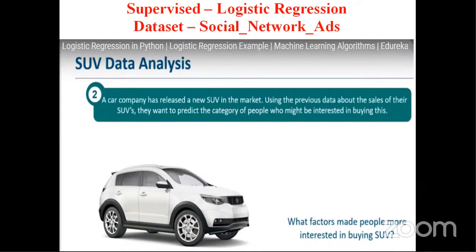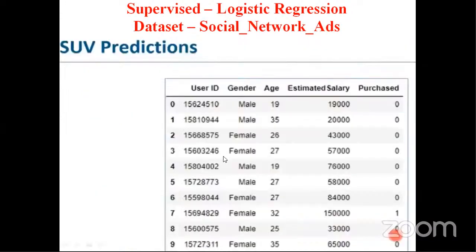Okay, so we get one SUV vehicle related data set. These data sets look in this format. Based on the salary, age, gender, and the purchase of the vehicle, you can see that. This is the output class: 0 means they don't purchase, 1 means they can purchase, right?